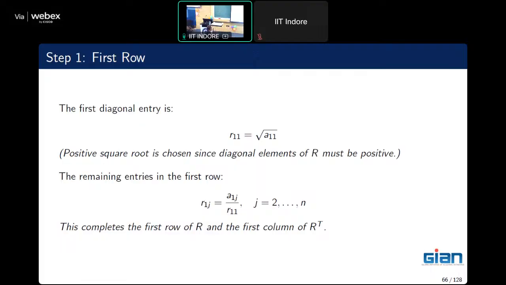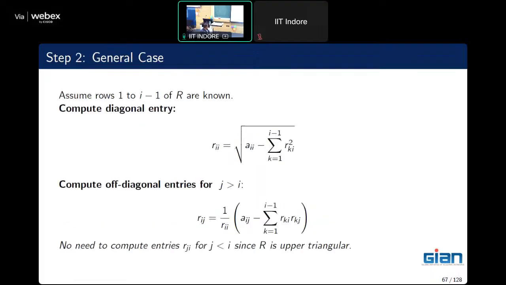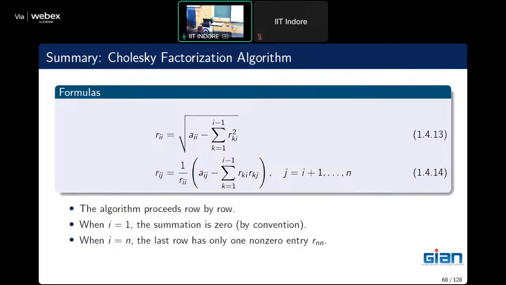Okay. So likewise, you will get the entire column by dividing A1j by R11, and that completes the first row of R and the first column of R. Similarly, you can calculate Rii, these diagonal elements, and the off-diagonal ones for j greater than i. And finally, these are the loops: k varies from 1 to i minus 1, and j varies from i plus 1 to n.